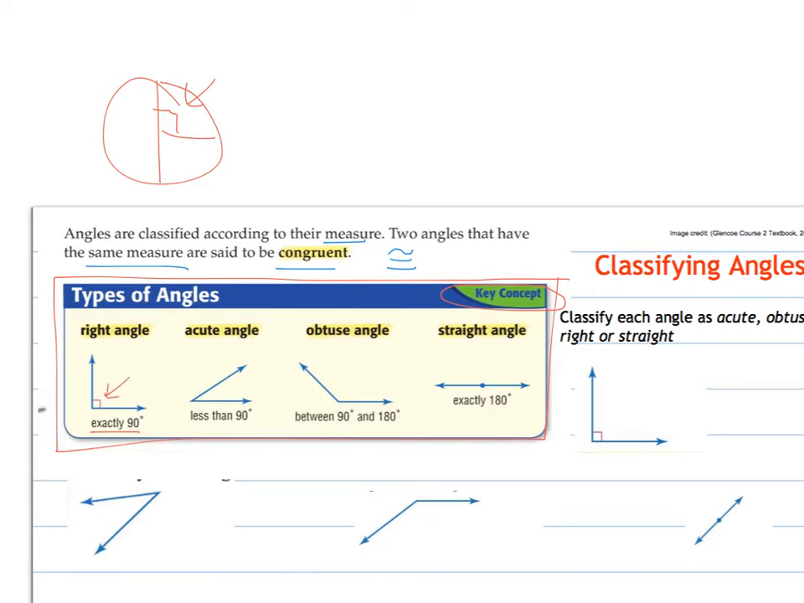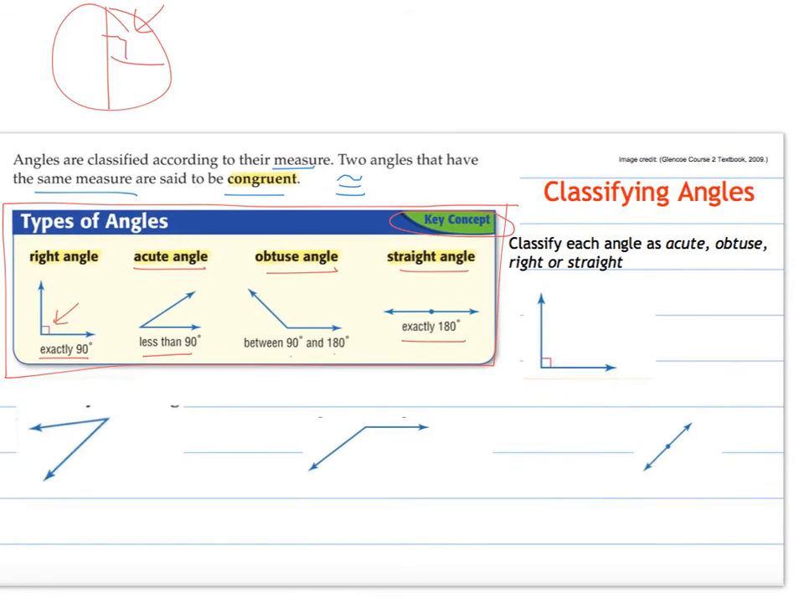Less than 90 degrees is an acute angle. I always think of acute as small, like a little mini fun size candy bar or baby shoes. So cute. They're acute shoes. They're little. So that's less than 90 degrees. Obtuse is big. It's between 90 and 180. Whereas exactly 180 is going to be a straight line. And you can just name them as you see them using that chart.